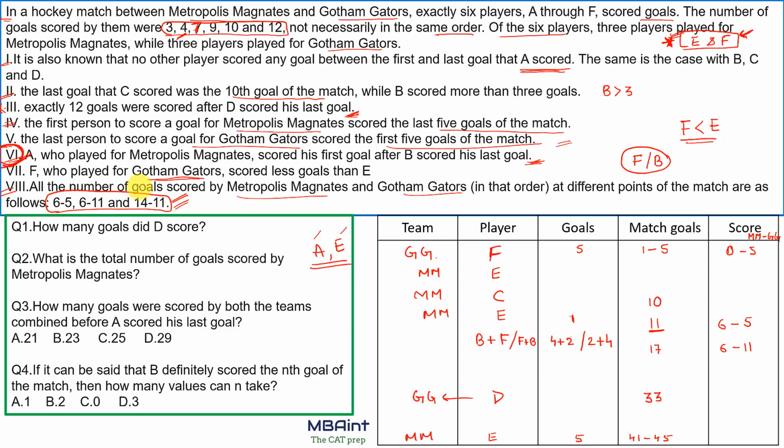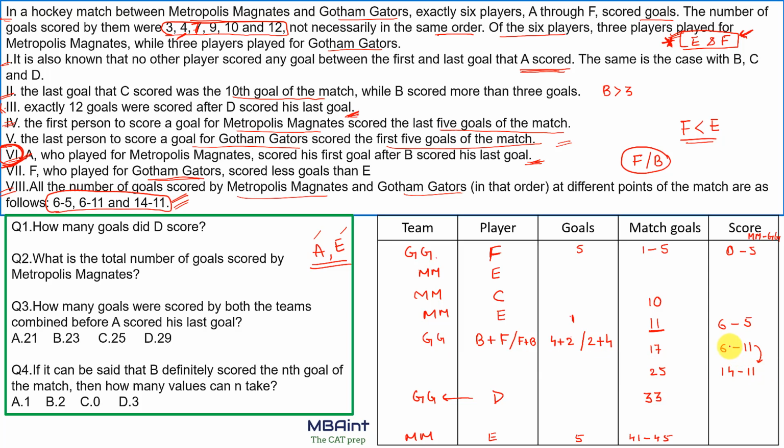Now the other goal point is 14-11. 14-11 means the total number of goals at that point of the match would be 25. Okay, 25, and it is 14-11. Now it clearly means that after this, there was no increase in the number of goals by GG, but from 6 to 14, that is 8 goals, were made by members of the team MM.